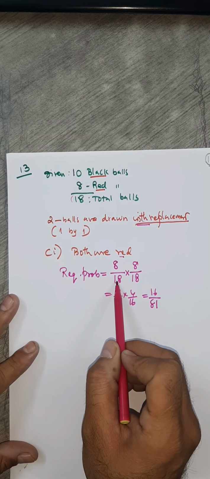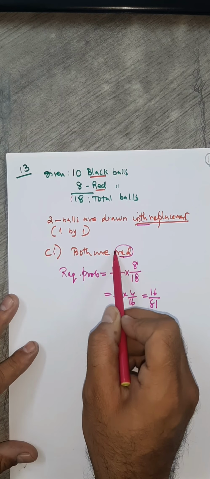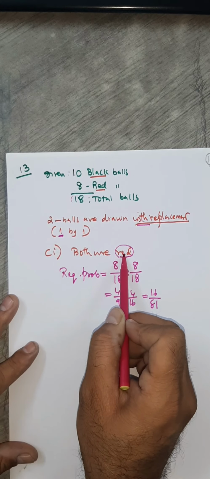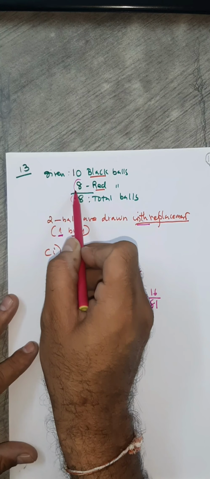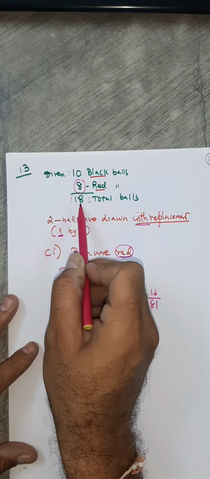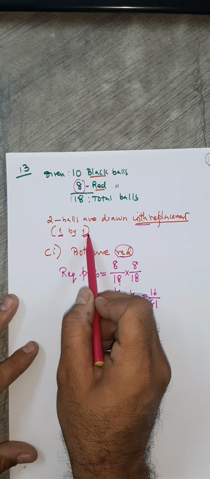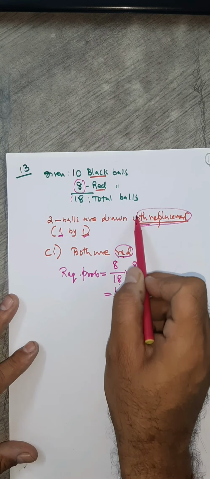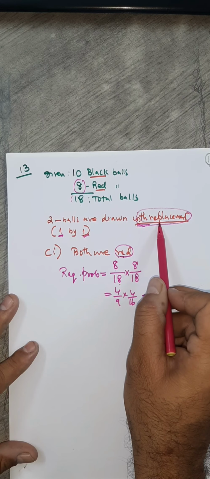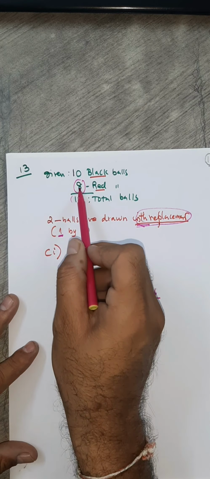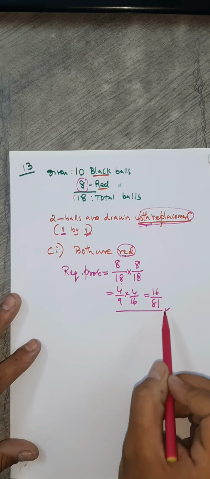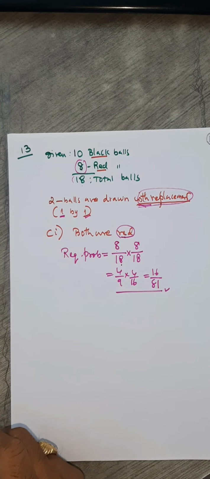Why 8 by 18? Because you are going to take a red color. First one should be of which color? Red color. How many red color balls are there? 8. Total 18. So 8 by 18. Now before you draw the second one, the first one is already placed in the box because this is with replacement. So second time also you have 8 by 18 and therefore this is the required probability.